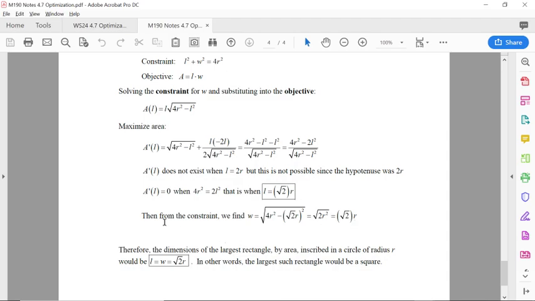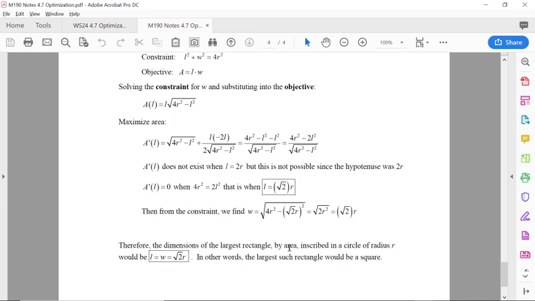It turns out that W is also going to be the square root of 2 times r. So what we've learned from this is the dimensions of the largest rectangle by area. The largest rectangular area that can be constructed in a circle of radius r would ultimately be a square. The length and the width would equal each other, and their lengths would be the square root of 2 times whatever quantity r was given to us.